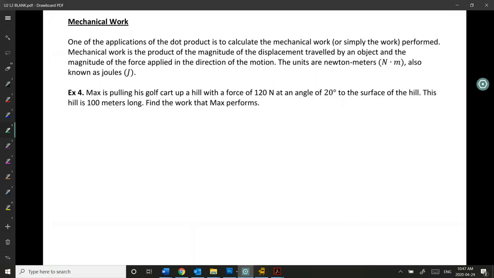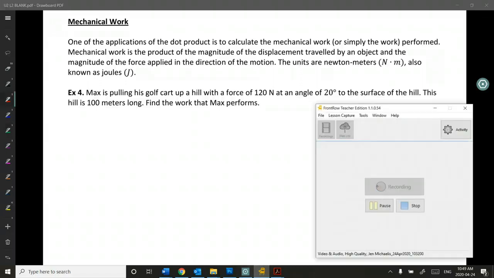So let's take a look at an example here. Let's say Max is pulling a golf cart up a hill with a force of 120 newtons at an angle of 20 degrees to the surface of the hill. This hill is 100 meters long. Find the work that Max performs.